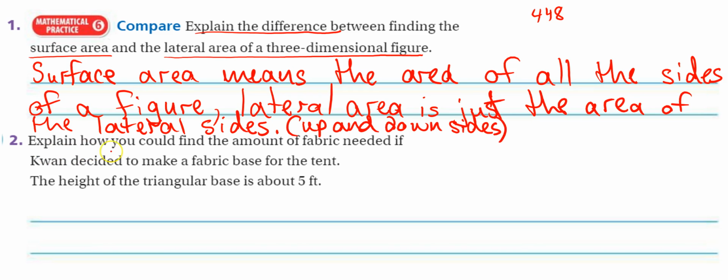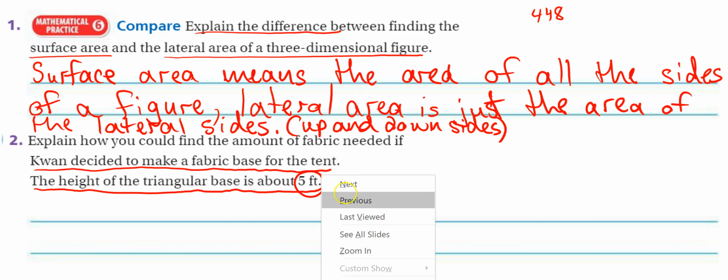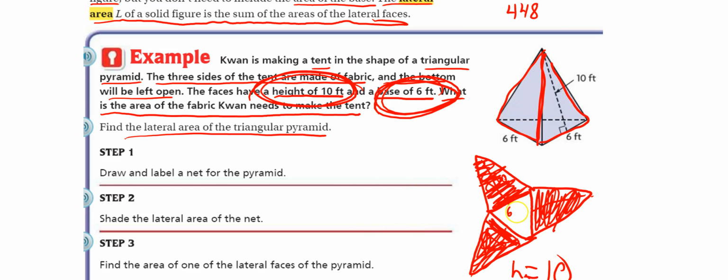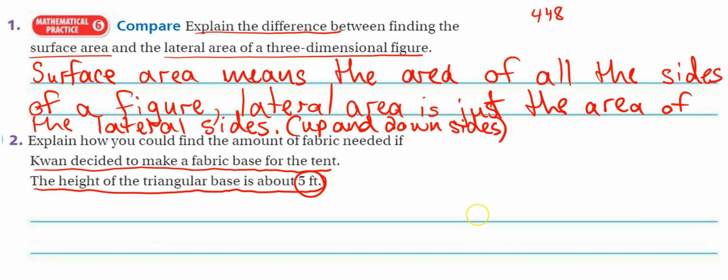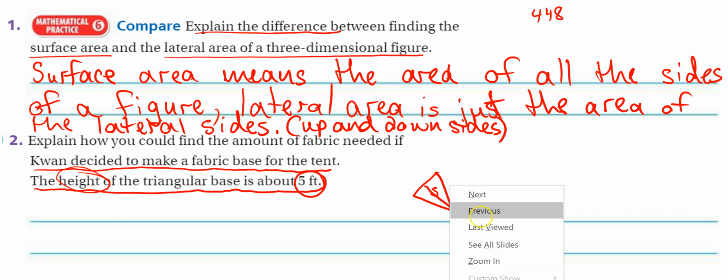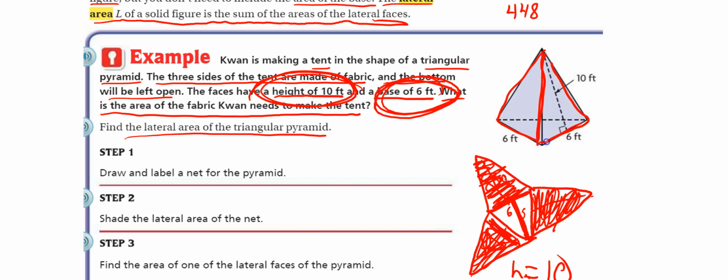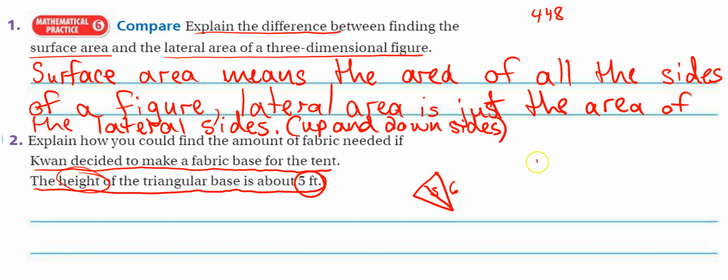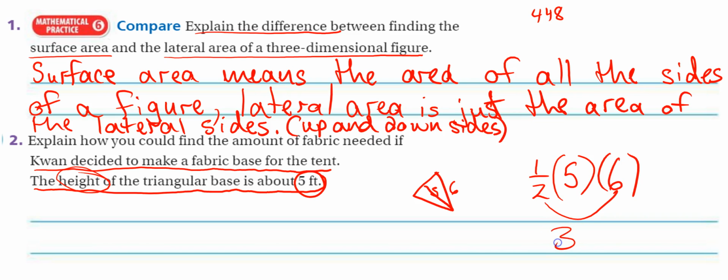All right, continuing on number 2, it says explain how you could find the amount of fabric needed if Quan decided to make a fabric base for the tent. The height of the triangular base is about 5. Looking back at the previous problem with Quan's triangular pyramid tent, each of these sides was 6 feet. So we plug in the formula, 1/2 times 5 times 6. Half of 6 is 3, and 3 times 5 is 15.